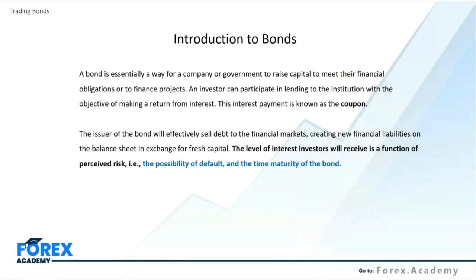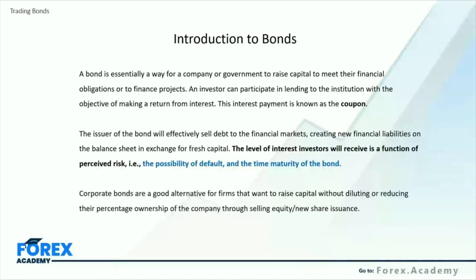The level of interest investors will receive is a function of perceived risk, and that risk is really an example of the possibility of default and the time of maturity. So if you think of a bond basically as an IOU, you're lending perhaps 100 euros to a friend. Obviously, the duration of that loan will dictate how much interest you'll actually want from lending that money. And obviously, then the possibility that your friend may not pay you back over that period of time will factor into how much money you're going to lend, and as a result, how much risk is involved in that loan or the trade.